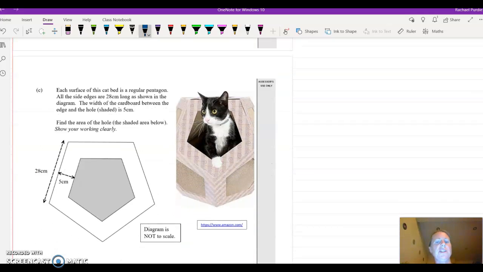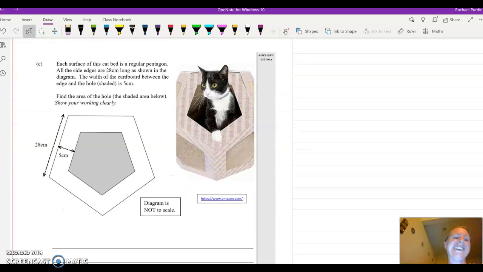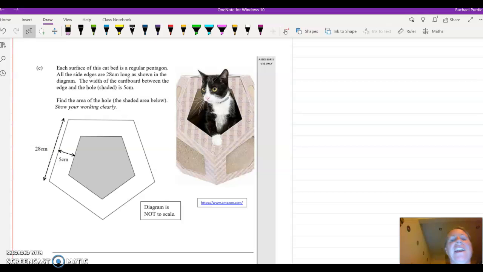Cool. All right. So question C. Here's our little puss. So each surface of the cat bed. We've got the regular pentagon. They've told us it's regular, so that's great. We know all the sides are the same length. And we've been told the width of the cardboard around the edge there is 5 centimetres. We want to know the area of the inside.